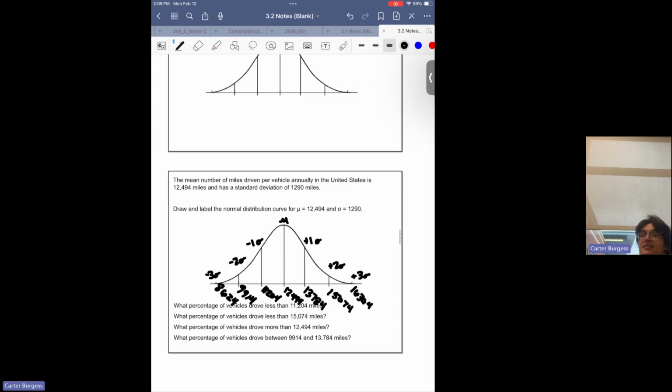Okay, so we are asked then to come up with a few percentages. For instance, trying to figure out what percentage of vehicles drove less than 11,204 miles here. So if we're looking less than that particular value, which side of that number should we look at? Are we looking at everything that falls to the right or to the left? Everything to the left. So we're looking at all of this data here. But you can't go into negative, right?